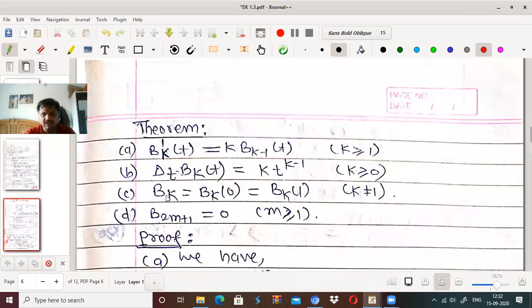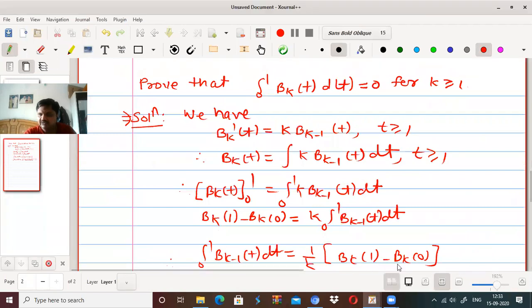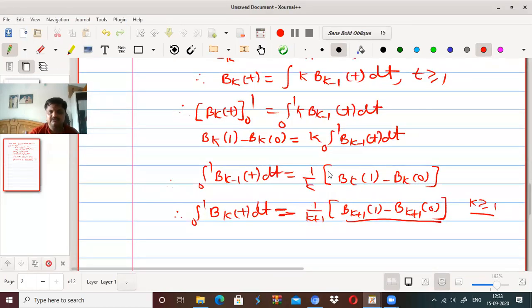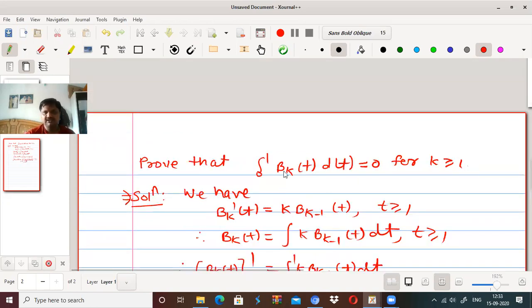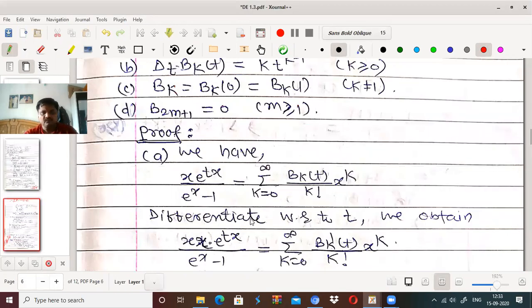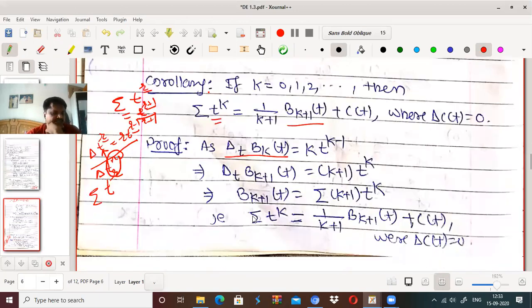See here, for any k, b_k of 0 is the same as b_k of 1. So b_{k+1} of 0 will be the same as b_{k+1} of 1, and therefore these two terms will be the same. That means this is going to be equal to 0 for k greater than or equal to 1. So in this way you can obtain the integral of b_k(t) with respect to t. Then we have one more example regarding this.